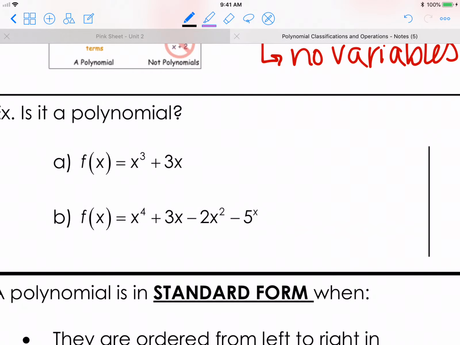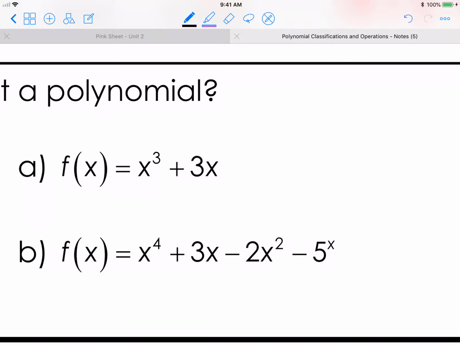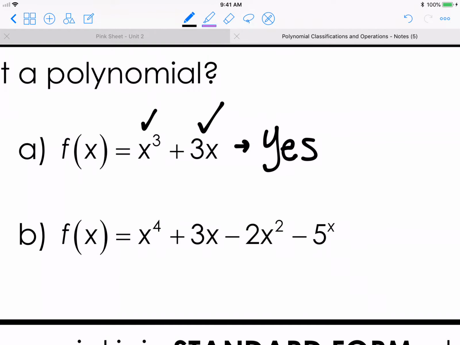So let's go term by term. Are there fractions, decimals, negatives, or variables in the exponent? Okay, so this is good. This one's fine. So this would be yes, it's a polynomial. Okay, let's look at B. x to the 4th, sure, that's allowed. 3x, that's allowed. 2x squared, that's allowed. Uh-oh, but this one's not. Why is this not allowed? Because it's got this variable in the exponent. So this is a no.